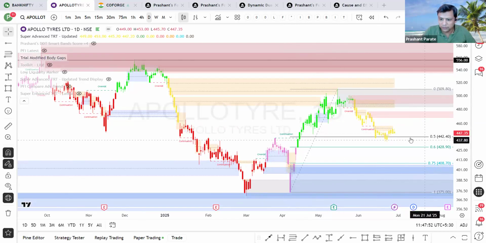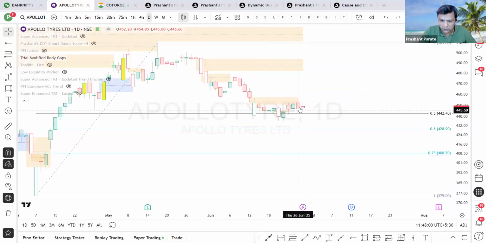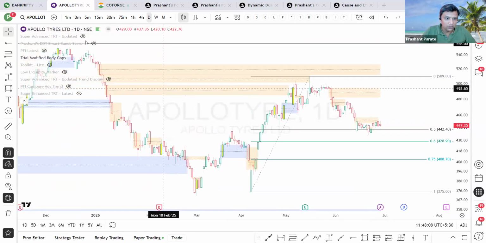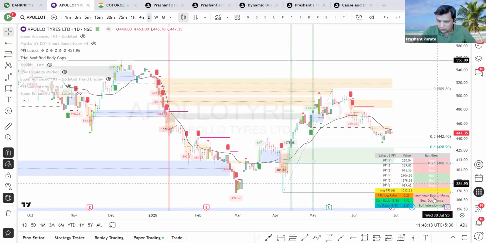If we want to have a confirmation entry, this selling area will not get printed furthermore because the price has gone above the dotted line. If you see here in this red candle, wick is above this dotted line, therefore they will not get printed. Selling is reducing.